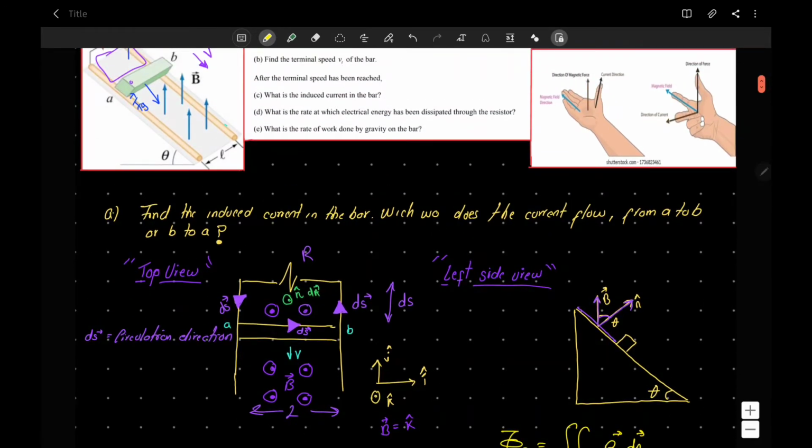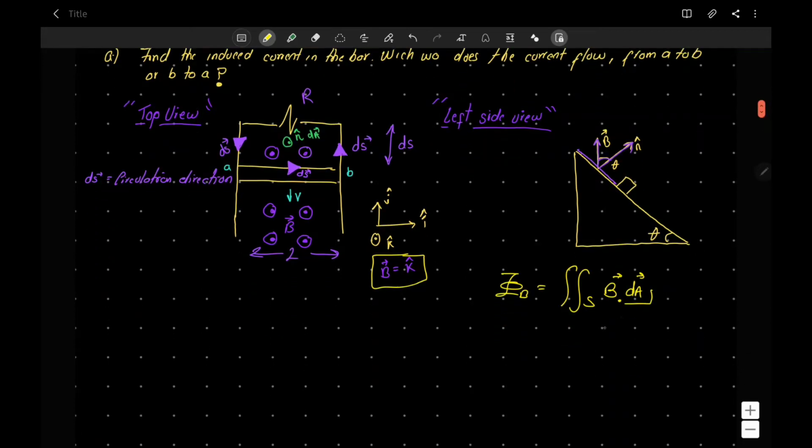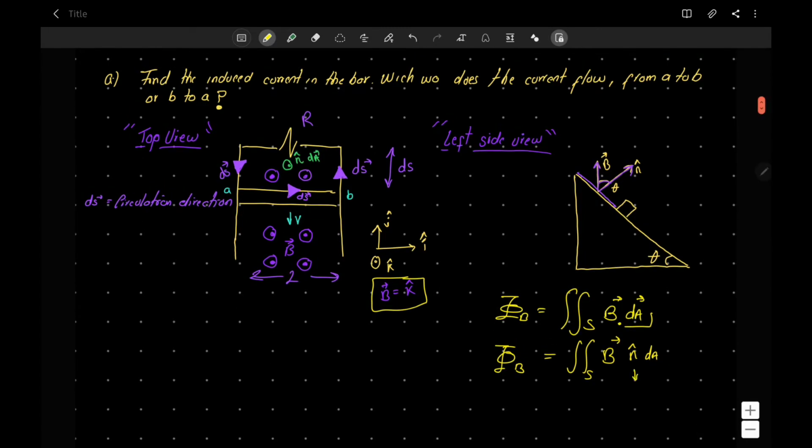From the figure shown here, we know that the magnetic field is going up. It means it's going out of the screen. So therefore, the magnetic field, B field, is going to be equal to positive k hat, right? But we also need to find the dA vector. You can also write this equation as n hat dot dA. It is the same, just explained a little bit more with the normal vector, which is so important in these problems, because you are going to see right away.